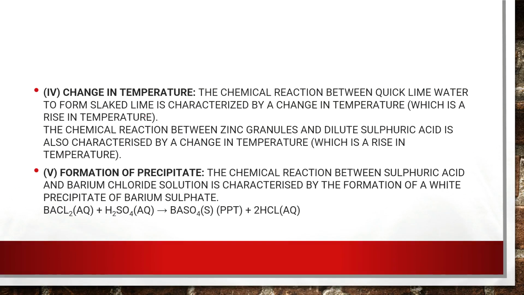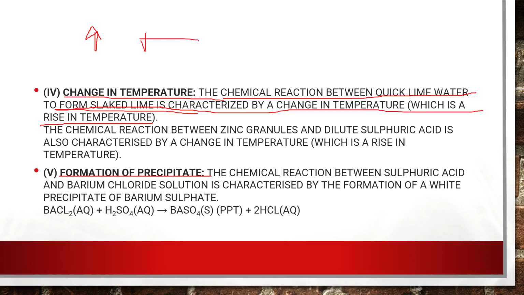Then change in temperature and formation of precipitate. The best example of change in temperature is the chemical reaction between quick lime and water to form slaked lime, which is characterized by a rise in temperature. So the temperature rises when quick lime forms slaked lime. That is the best example of temperature rise taking place when quick lime reacts to form slaked lime.